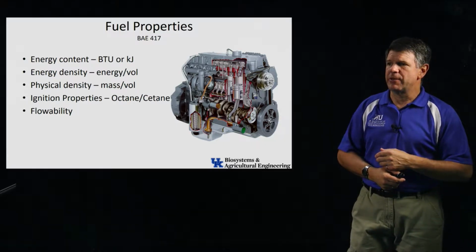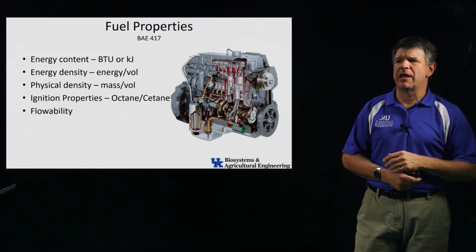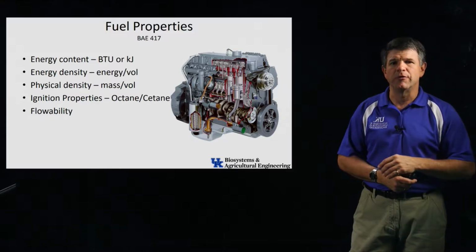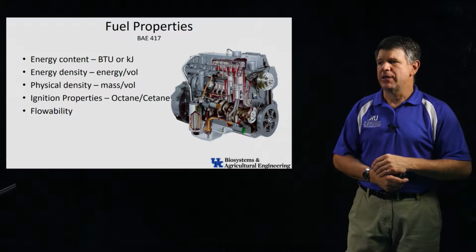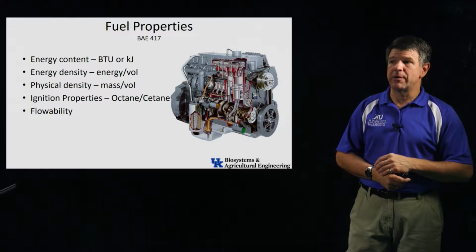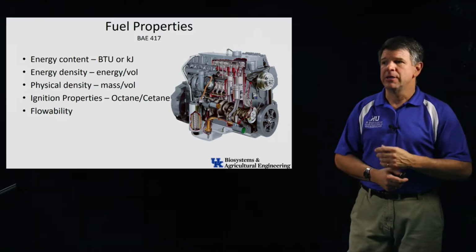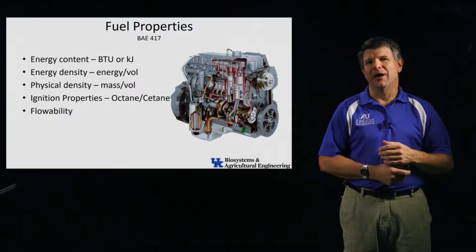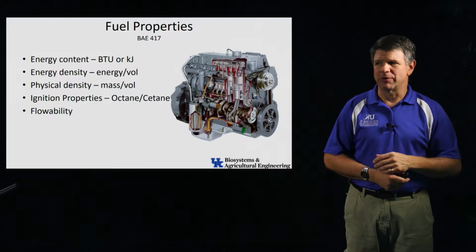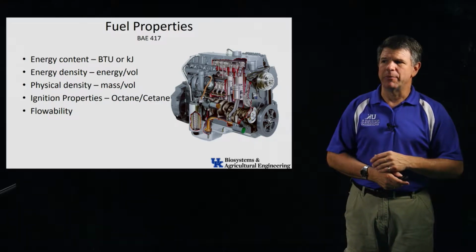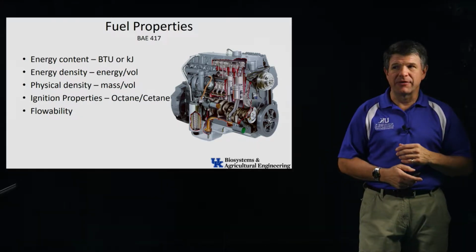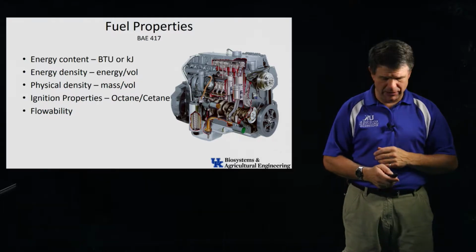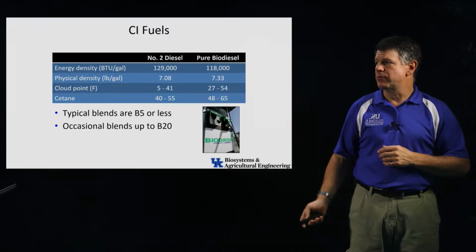So the energy density and physical density, again, these are not as critical, but for moving fuels in and out of an engine, they can be kind of critical. What we will spend some time on are the ignition properties. So we'll talk about octane and cetane and what we see at a fuel pump, why that's critical and what those numbers mean, and a little bit about flowability. So let's dive into this and start looking at the energy content of fuels.